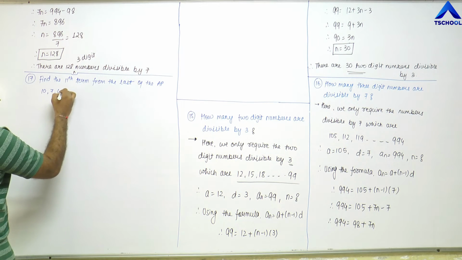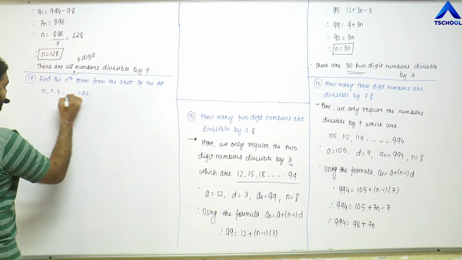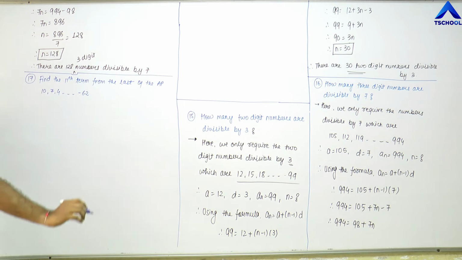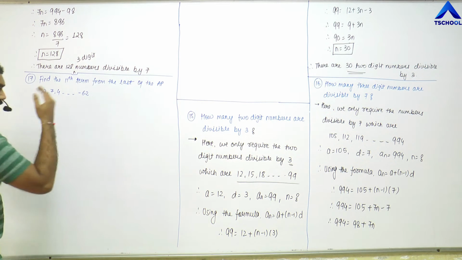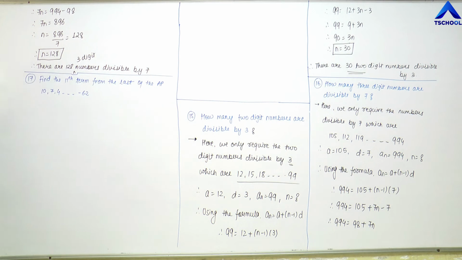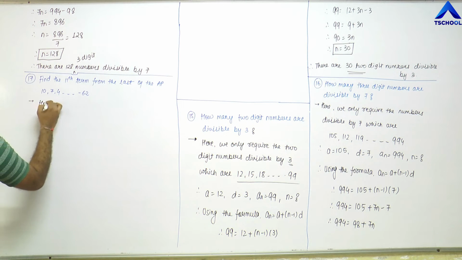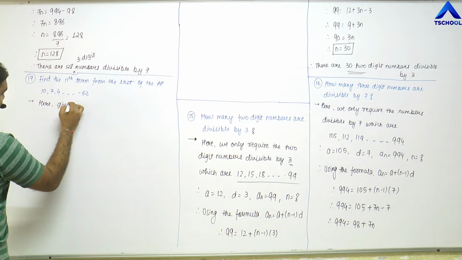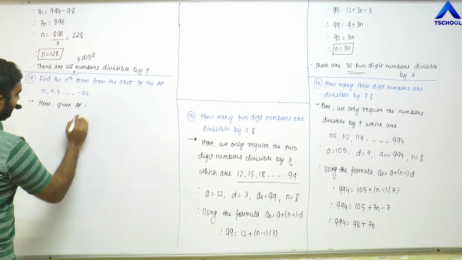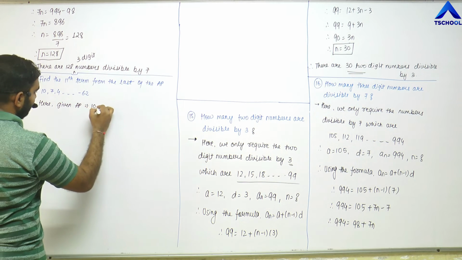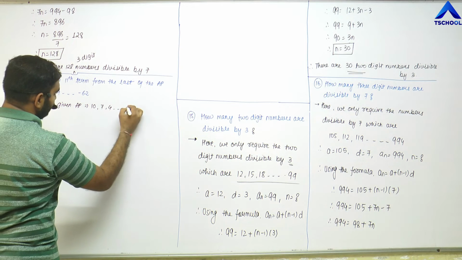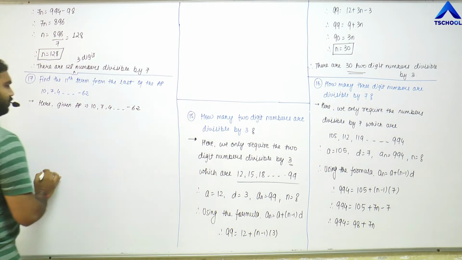10, 7, 4 up to minus 62. So that is the AP given to us, and we need to find out the 11th term from the last. That means counting from minus 62, which is the 1st term. So here, the given AP is 10, 7, 4 up to minus 62.